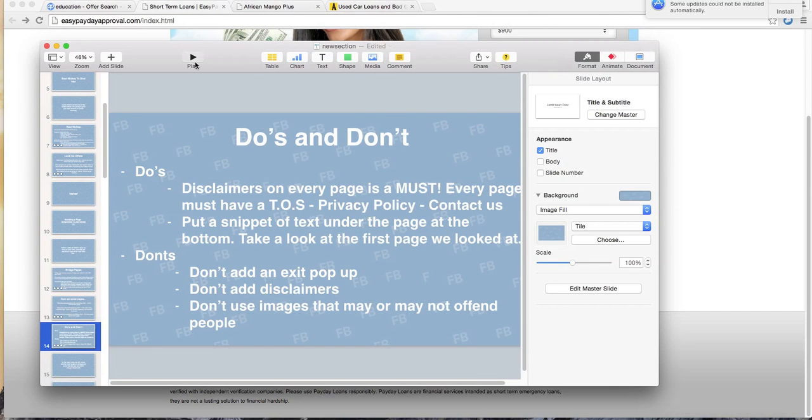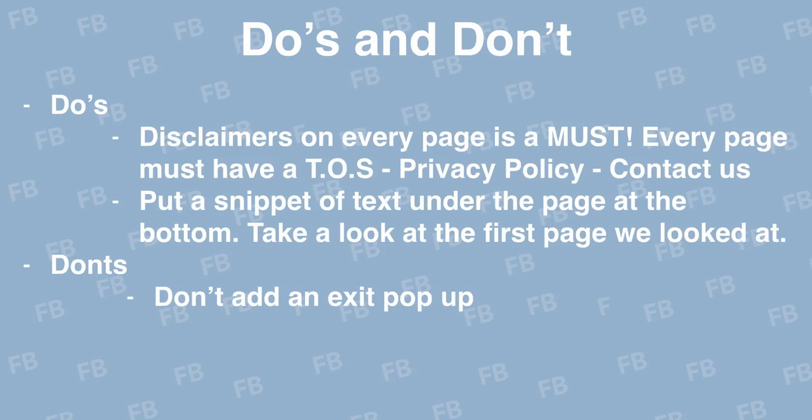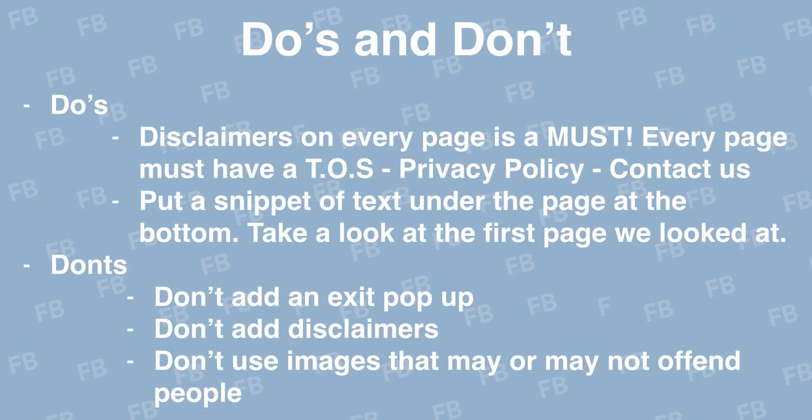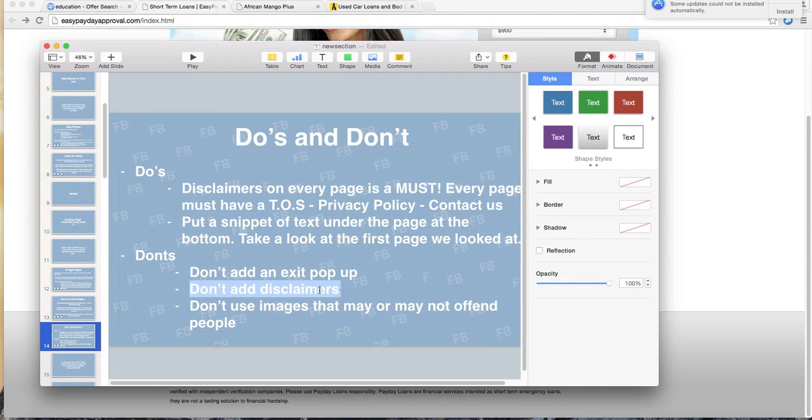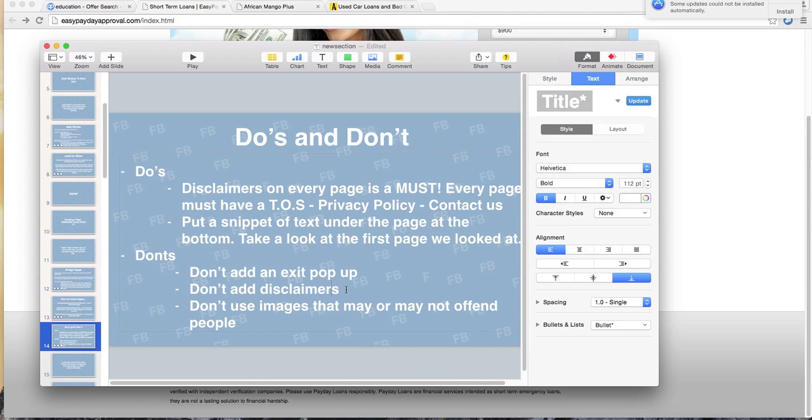Now, here are some don'ts that I want you to keep in mind right now. Don't add an exit pop-up. If you're doing an exit pop-up, you're automatically going to get banned. Facebook does not deal with exit pop-ups, period. Don't add disclaimers. Oh, I'm sorry. Big claims, okay? Big claims. I said disclaimers, but it should be big claims. I don't know why it was changed. So here we go. Do not add unrealistic claims here. Very, very, very important. If you're adding unrealistic claims, you can automatically get banned. So let me put unrealistic claims.